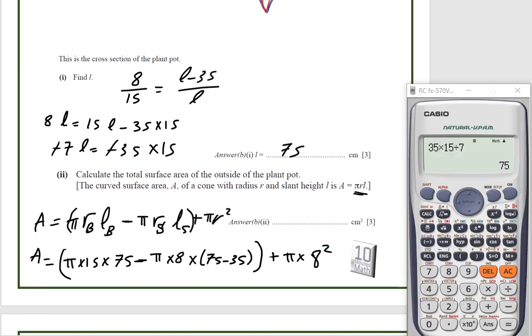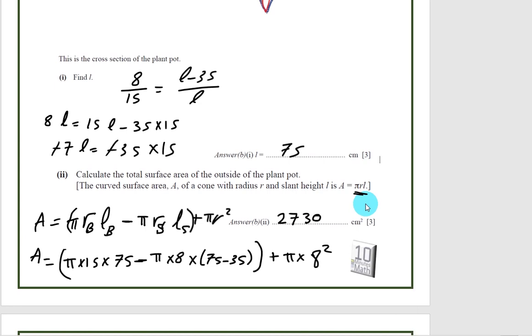Okay, let us start to make our calculation. So it's pi by 15 by 75 minus pi by 8 by 8 by 75 minus 35, close the small bracket, close the big bracket, plus pi multiplied by 8 square. So the area is 2730 centimeter square.